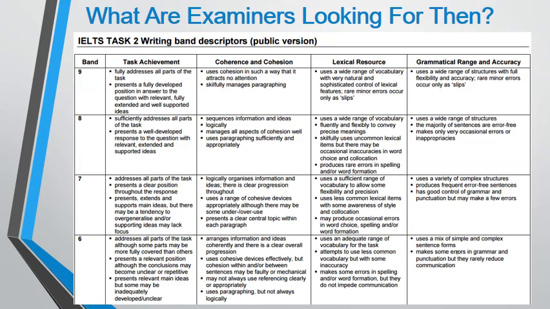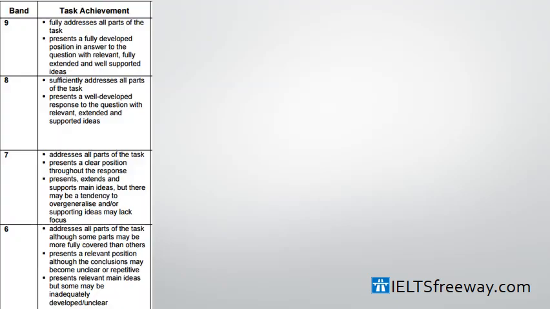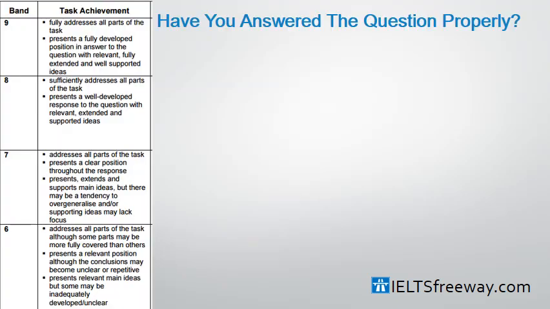Obviously, once the examiners have looked at each area of your essay, they'll be able to work out your band score. So it's really important that we score as high as we can for each of these areas. Now we're going to look at each of those areas and work out exactly what it is that the examiners are looking for. The first area we're looking at is task achievement. And task achievement basically means, have you answered the question properly? That's all it means. Have you answered the question properly?